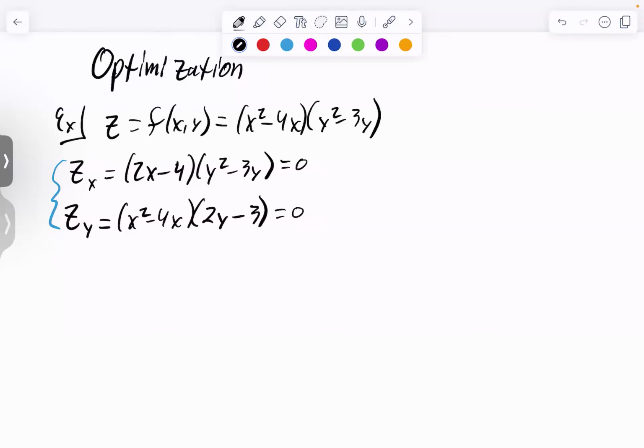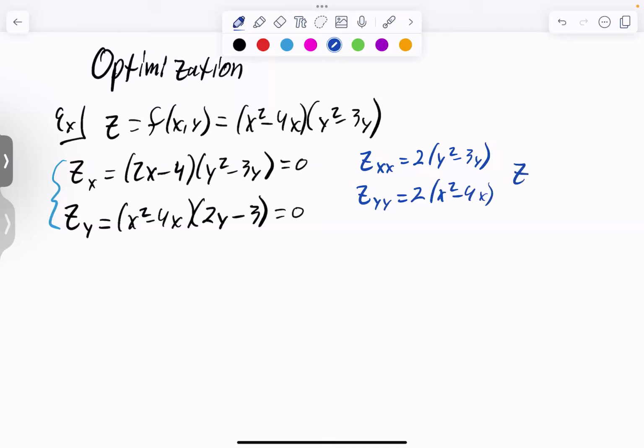And before I solve that system, I want to go off to the side here and note that z sub xx is 2 times y squared minus 3y. Z sub yy is 2 times x squared minus 4x. And z sub xy is 2x minus 4 and 2y minus 3. So we'll keep those in mind. We're going to come back to those. But for now, I want to solve this system of equations here.